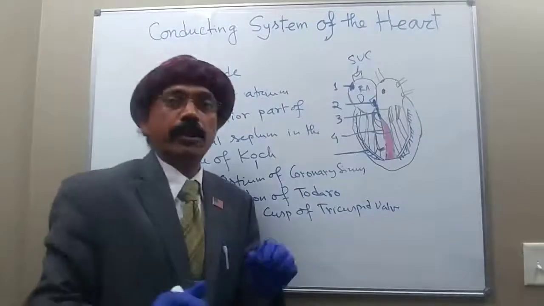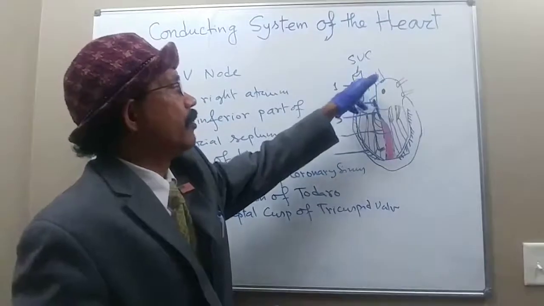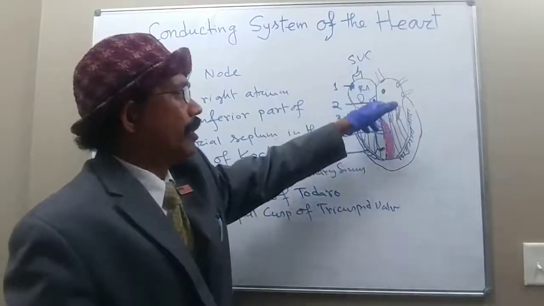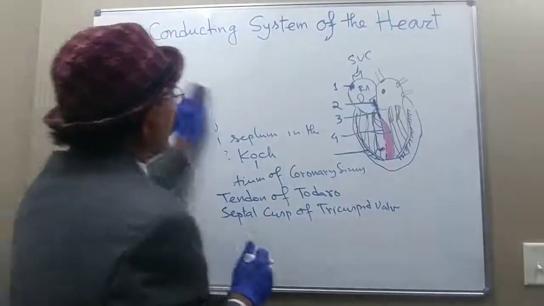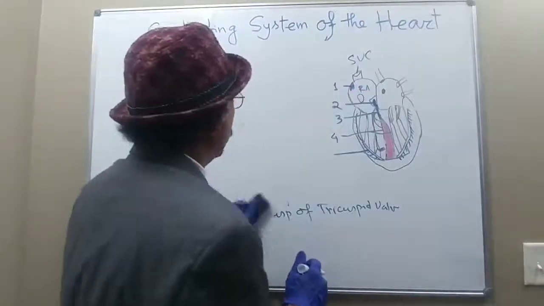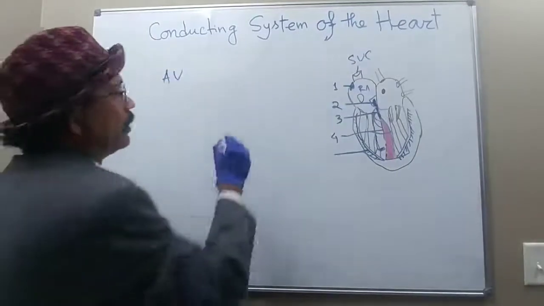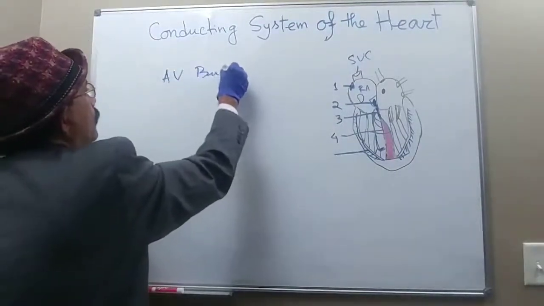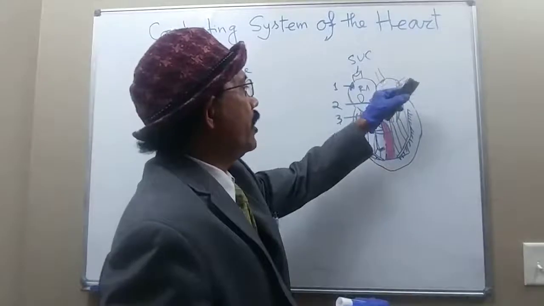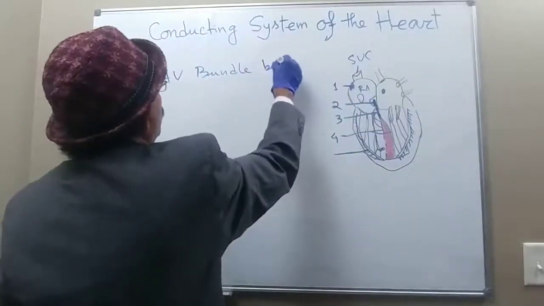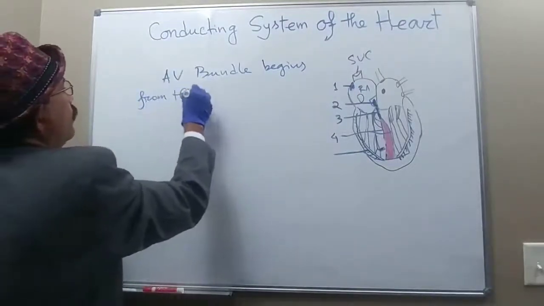The AV node can also generate the impulse, but its rate is less than that of the SA node. The SA node rate is around 70 or above, and the AV node is much less. Okay, we got the AV node. Then we go to the AV bundle. AV means atrioventricular bundle. The AV bundle begins from the AV node.